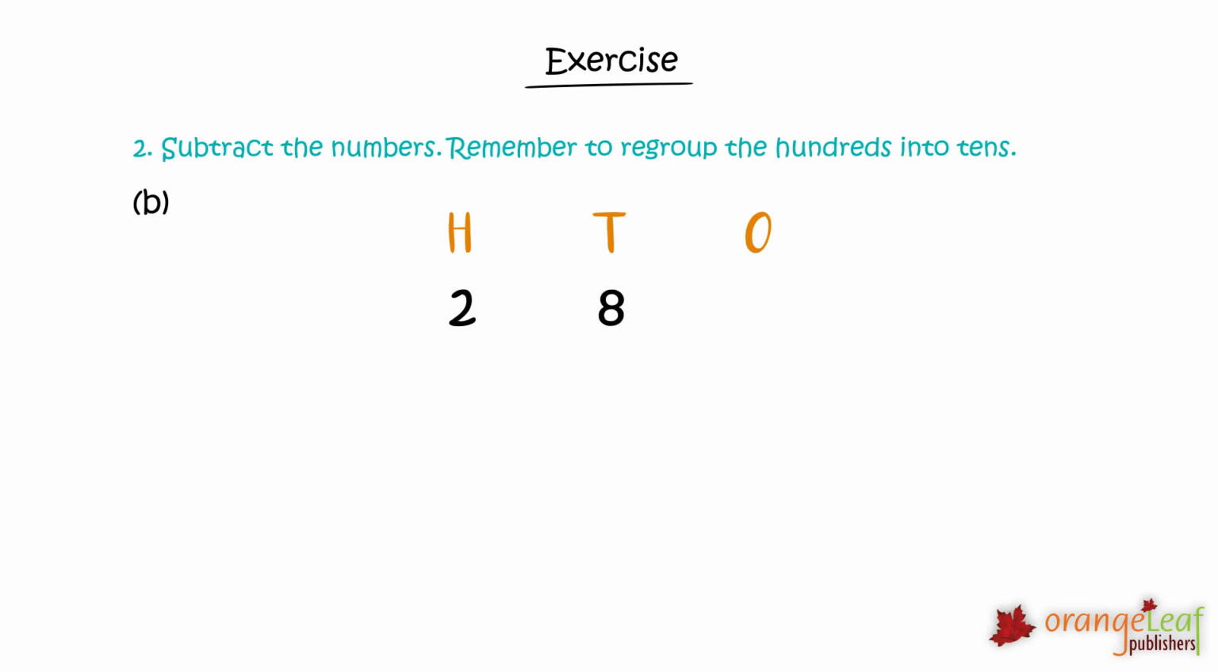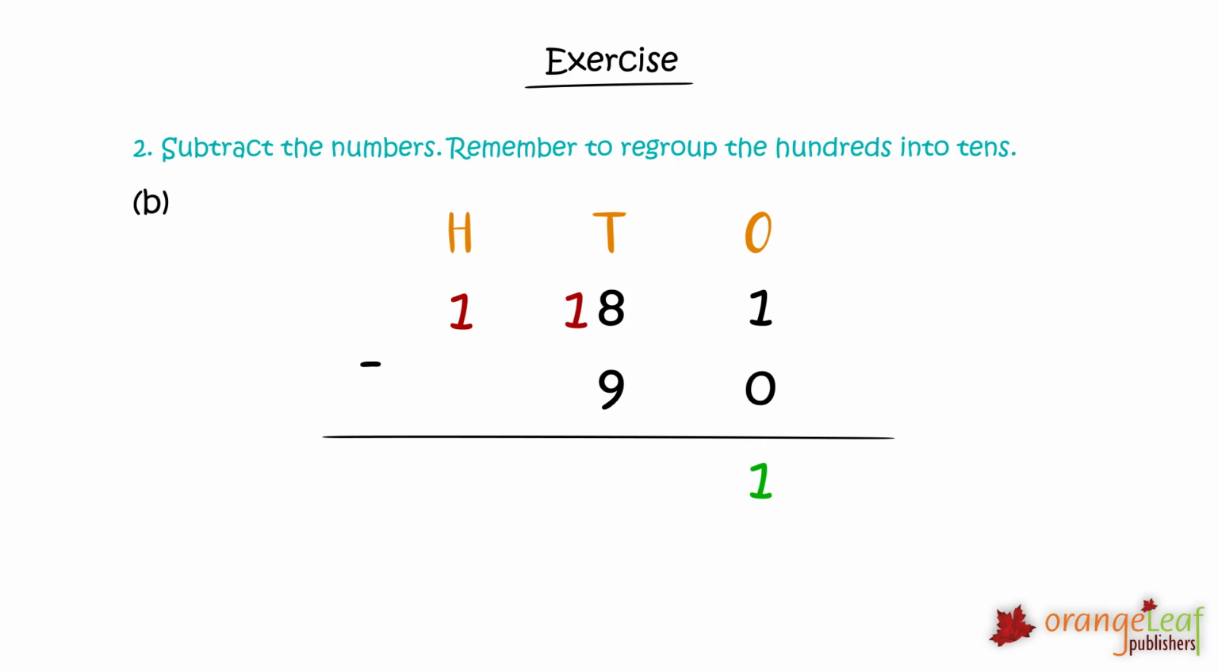B. 281 minus 90. Step 1. Subtract the ones place. 1 minus 0 is equal to 1. Step 2. Subtract the tens place. 8 minus 9. But there are not enough tens, so we borrow 100 from the hundreds place and regroup them into tens. We cancel 2 from the hundreds place and make it 1. So 1 will come in the tens place beside 8 and become 18. 18 minus 9 is equal to 9. Write 9 in the tens place. Step 3. Subtract the hundreds. 1 minus 0 is equal to 1. Therefore, 191 is the answer.